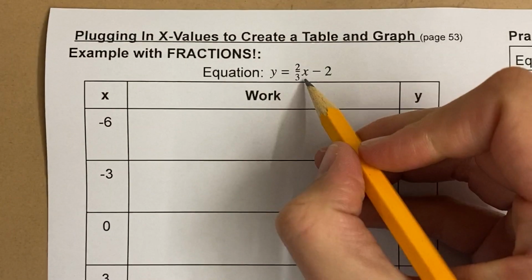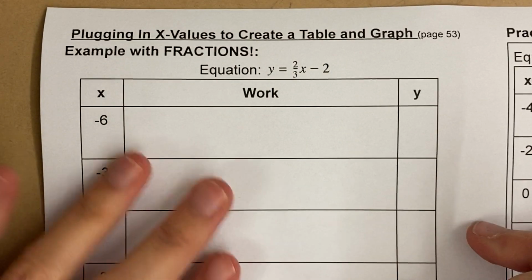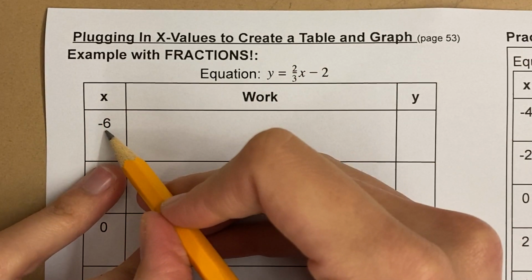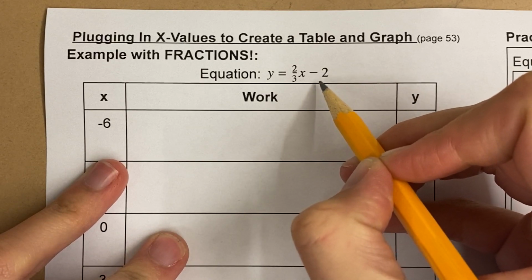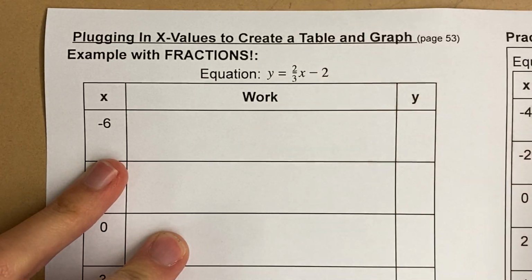The only difference on this side is that there's a fraction. I am still going to do all the same steps. I'm going to plug this number in for x. I'm going to multiply, and I'm going to add or subtract, in this case subtract, and then I'm going to get my point and I'm going to graph it.